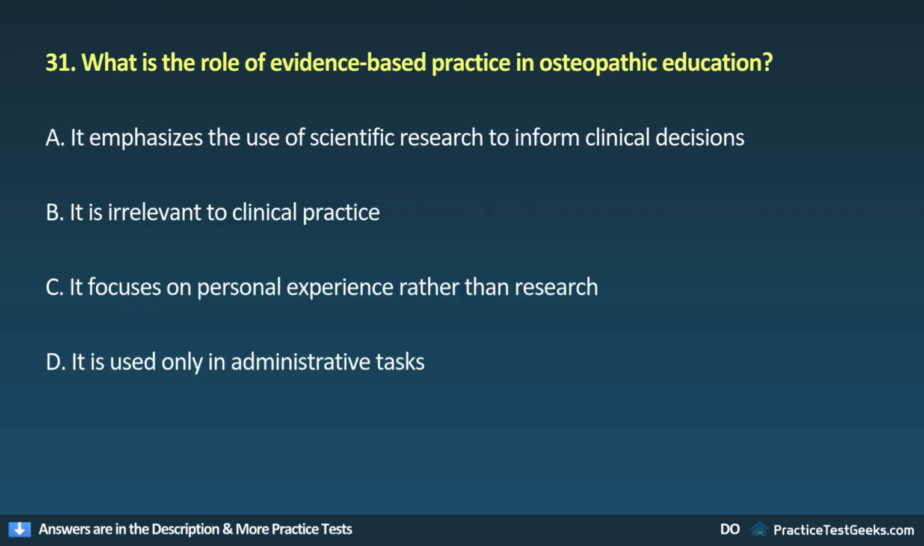31. What is the role of evidence-based practice in osteopathic education? A. It emphasizes the use of scientific research to inform clinical decisions. B. It is irrelevant to clinical practice. C. It focuses on personal experience rather than research. D. It is used only in administrative tasks.